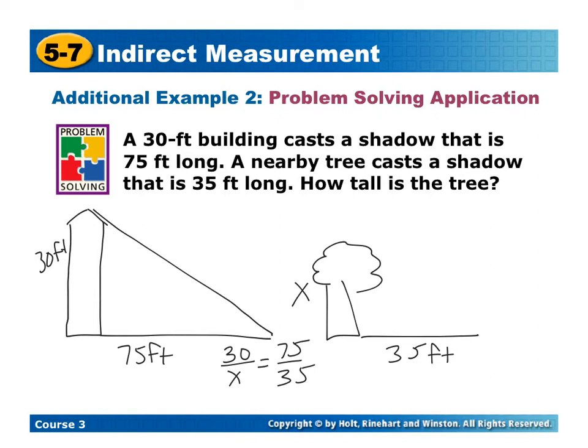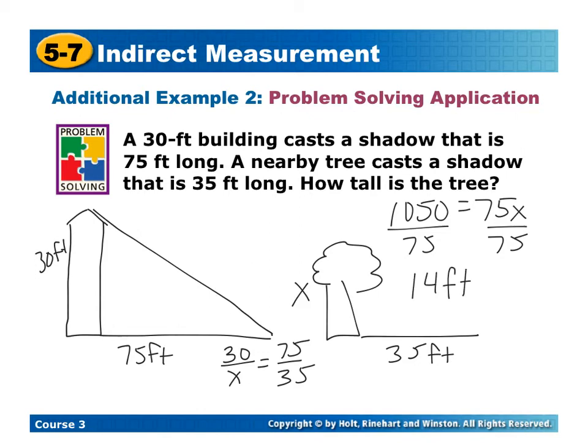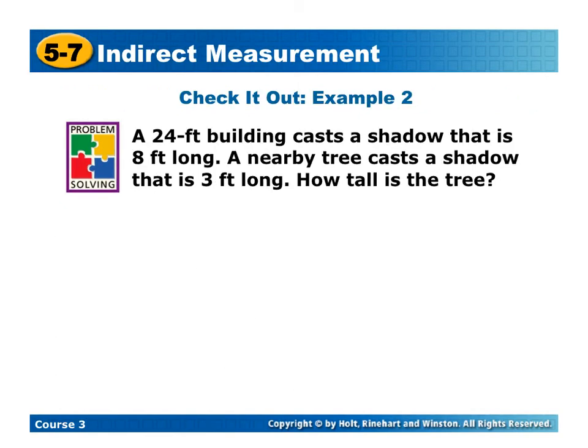So if we go ahead and use our cross products, I'm going to do 30 times 35. I get 1050, and that has to equal our 75x. So now I'm going to divide by 75. So we get that 14 feet is equal to X, so the height of the tree is 14 feet. So now it's your turn. Why don't you go ahead and pause the video and see if you can solve this one on your own.